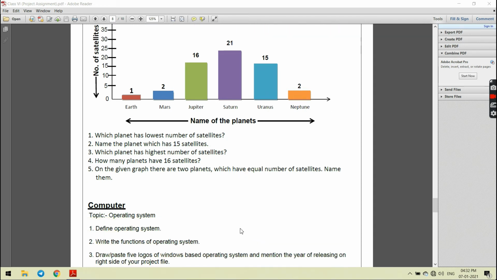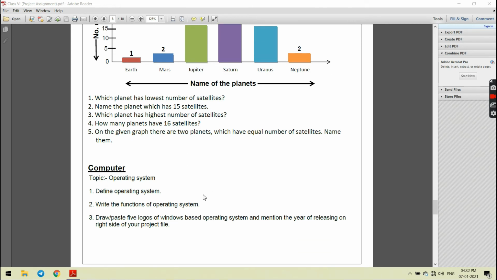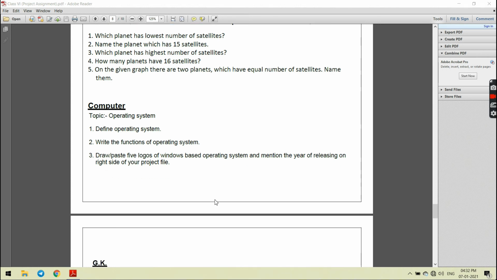Now we are coming to a computer project. The topic is operating system. The first question, what you have to do, define operating system. Then you have to write the functions of the operating system. Then you have to draw or paste 5 logos of Windows based operating system and mention the year of releasing on the right side of your project file.